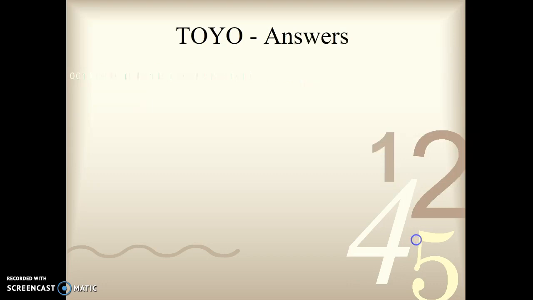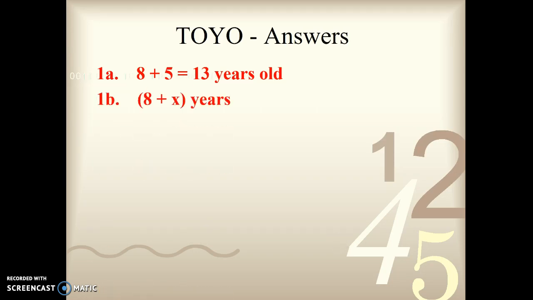All right, let's check our answers. Okay, number 1, you should have written 8 plus 5 equals 13 years old. 1B, how old will he be in X years' time? Our expression is going to look like 8 plus X years. Letter C, 10 minus 2 is $8.